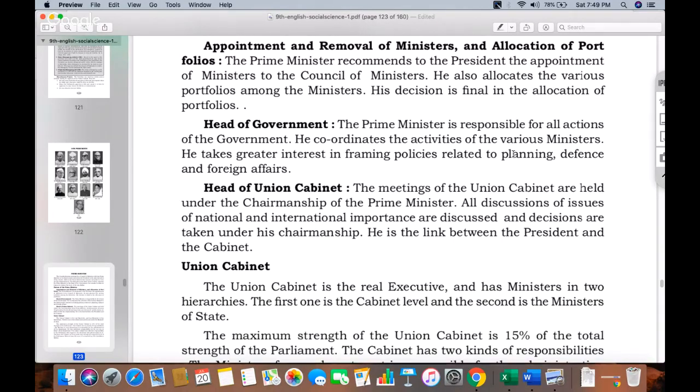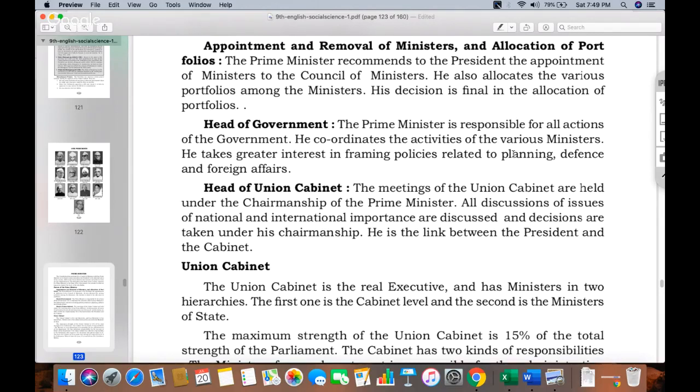Appointment and removal of minister and allocation of portfolio. A different function of the Prime Minister is that, once he is chosen as Prime Minister, he takes oath, and after that his council of ministers takes oath, and various portfolios are allocated to different ministers as per the wish of the Prime Minister of India. His decision is final in allocation of portfolio. If he wants to remove any minister, he can remove them on his wish.